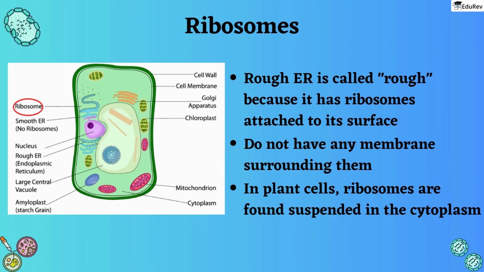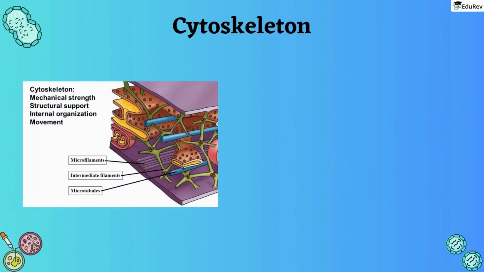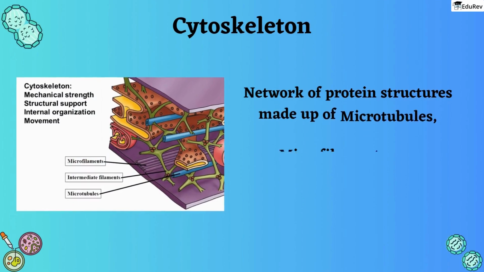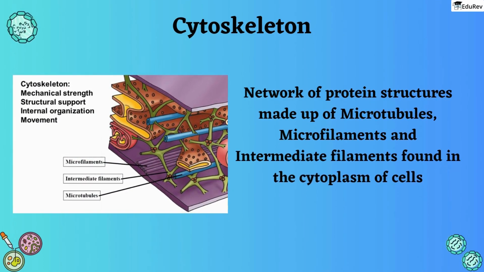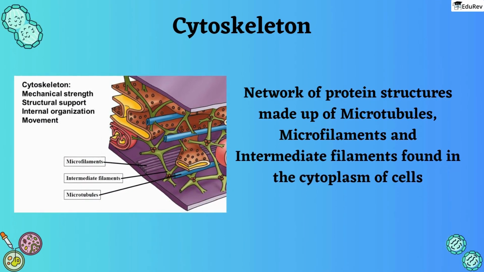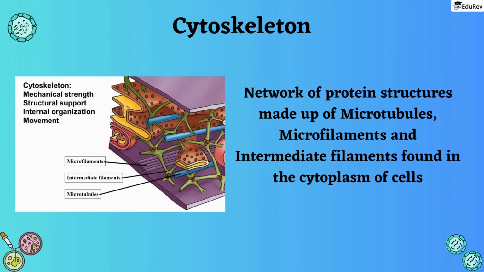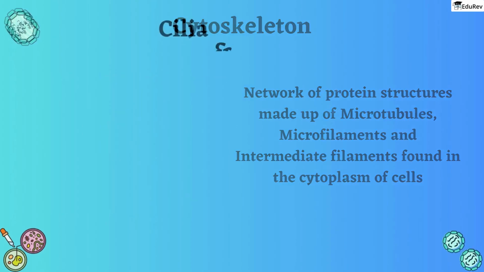Let's explore another important component of the cell that provides mechanical support, facilitates cell movement, and maintains the cell's shape. The cytoskeleton is a network of protein structures made up of microtubules, microfilaments, and intermediate filaments found in the cytoplasm of cells. Now, let's see what helps our cells to move in fluid.